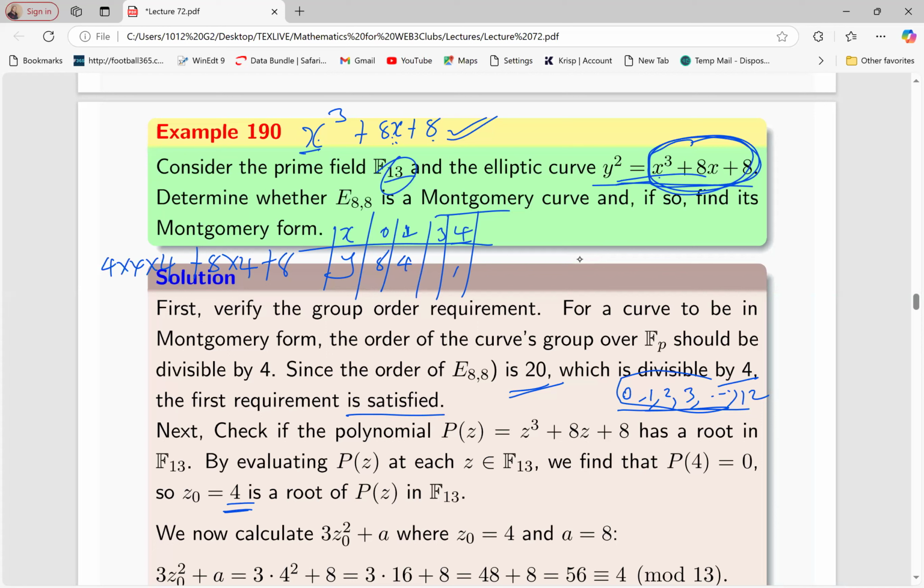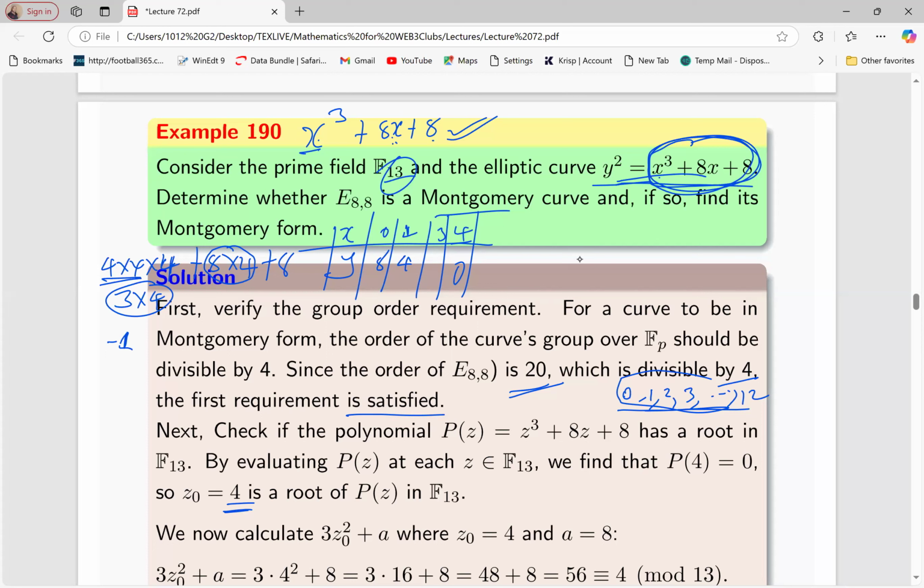Because 4 times 4 is 3. Then times this 4, times this 4, and you get negative 1. Negative 1. What about this? We are doing it mod 13.